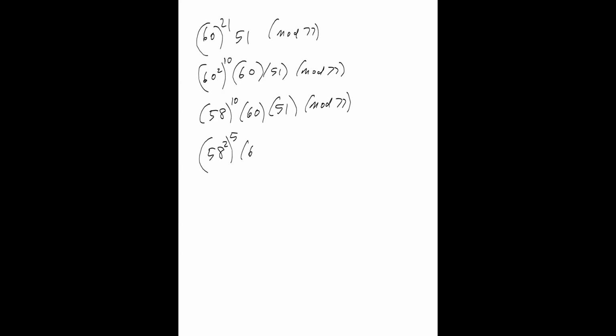Actually, let me reduce the 60 and 51. There's no reason to keep those separately. I'm just going to do 60 times 51 on the computer. So 60 times 51 mod 77. That's 57. So 60 times 51 times 51. I forgot what it was. Sorry. It's 57. So both of those two together, when you multiply them together and you do mod 77, you get 57. So now I have 58 squared to the power of 5 times 57 mod 77.